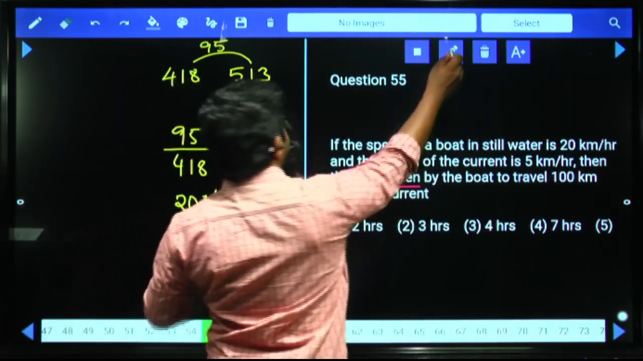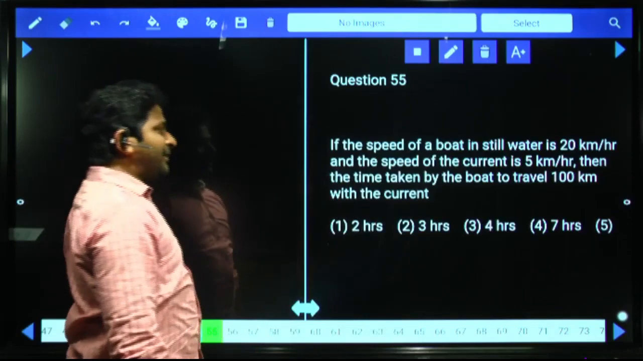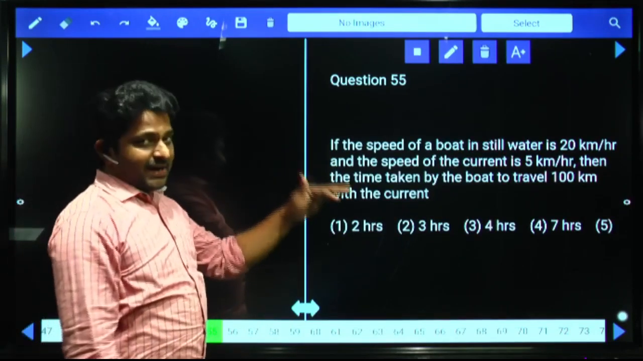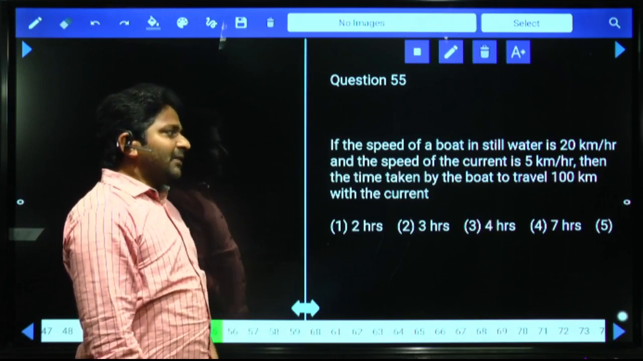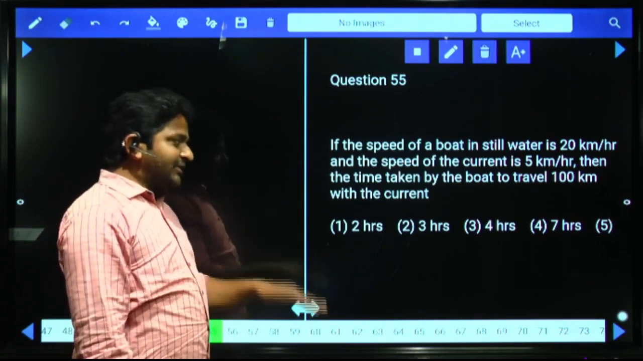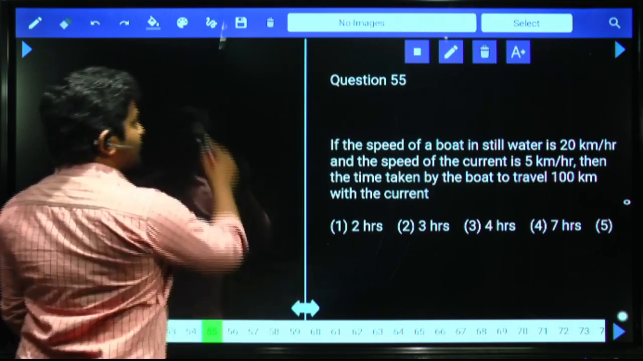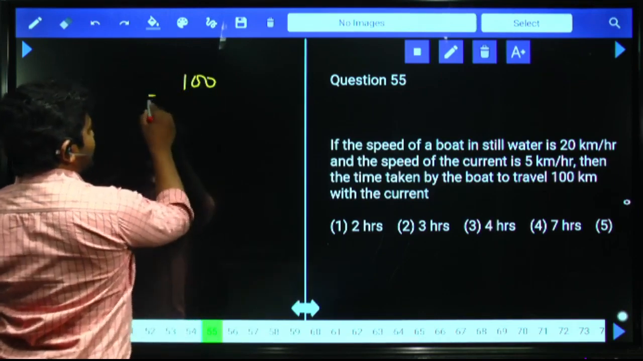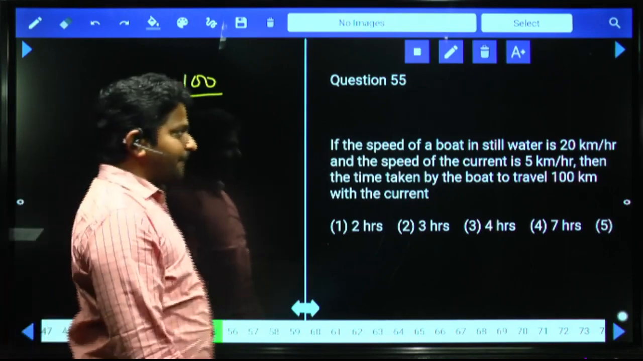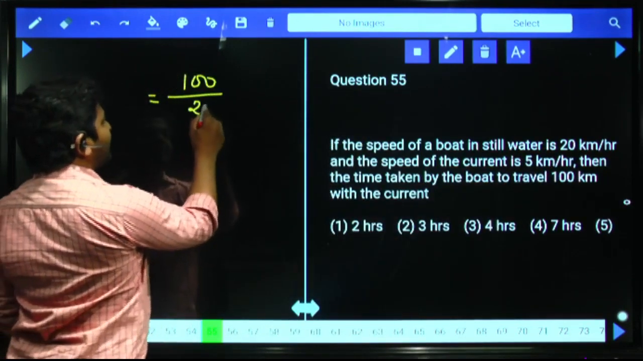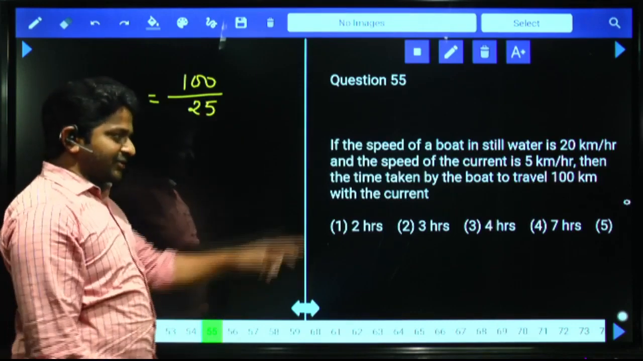The speed of the boat in still water is 20 km per hour and the speed of the current is 5 km per hour. M and S are given. Then the time taken by the boat to travel 100 kilometers with the stream. With the stream meaning along with the stream, that is downstream. So to cover 100 kilometers downstream, speed M plus S is equal to 25. 100 by 25, that is equal to 4 hours. Third option answer.